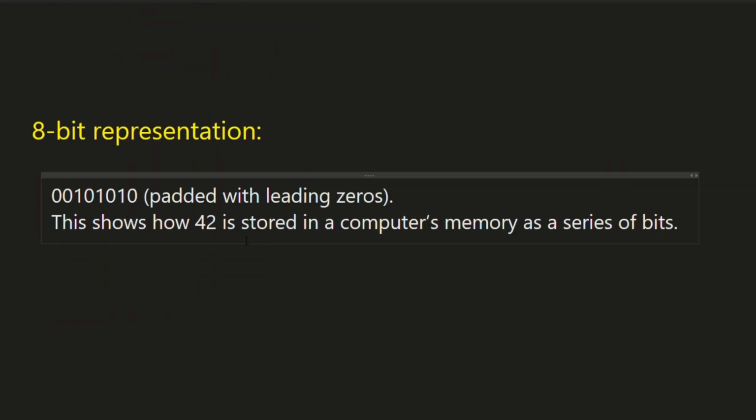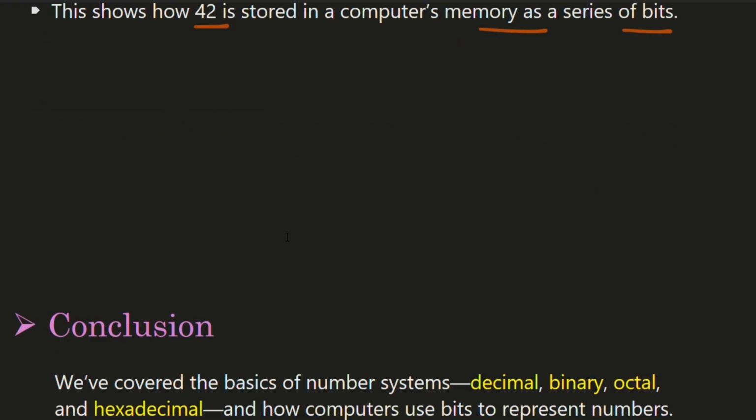Finally, the 8-bit representation is 00101010, padded with leading zeros. This shows how 42 is stored in a computer's memory as a series of bits.